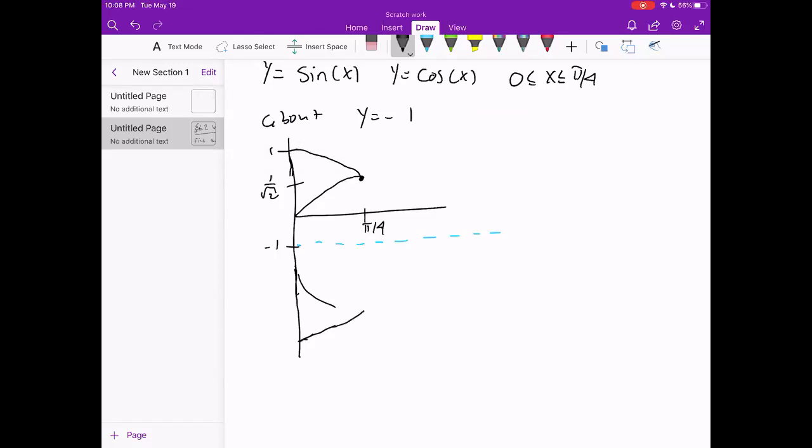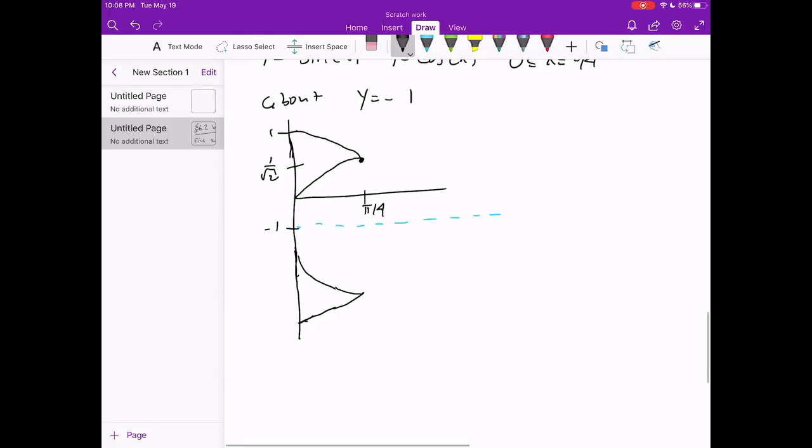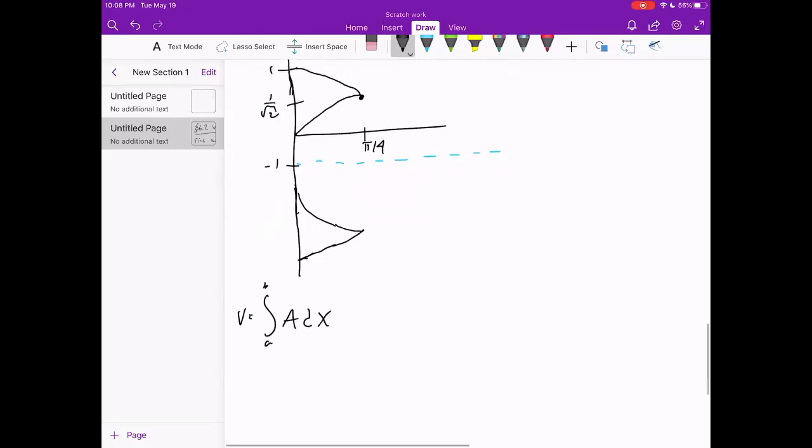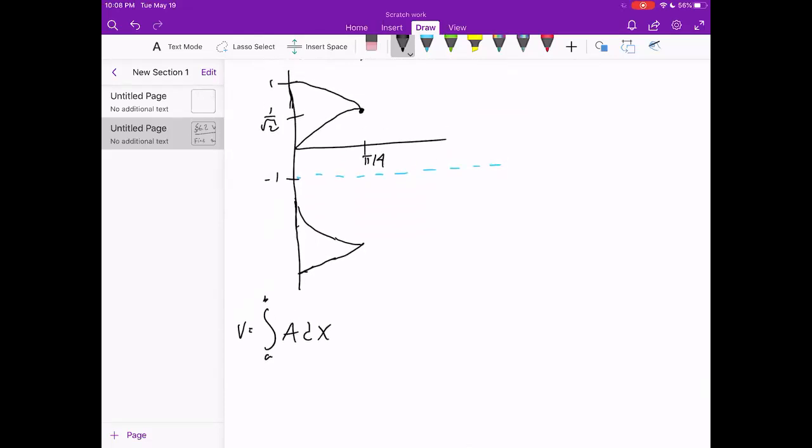So it's supposed to go out to pi over 4. That's a little better. All right. So again, the premise of these problems is we're trying to find volume as an integral from a to b, A dx or dy. In this case, I'm going to write dx because I already know which direction I'm going to integrate in. But again, you need to make sure, this isn't a general formula. It's either dx or dy.